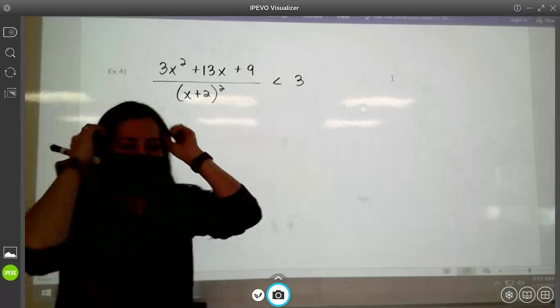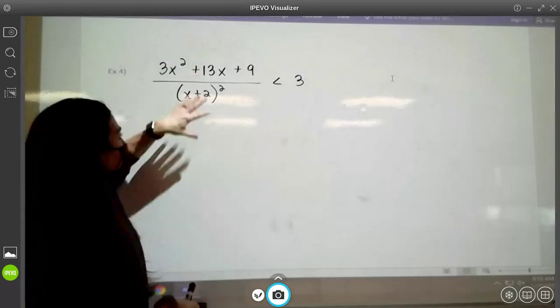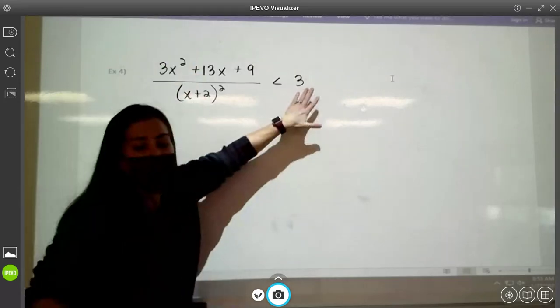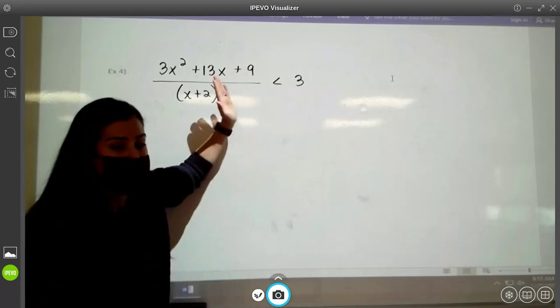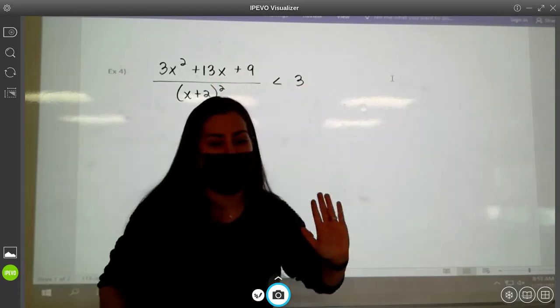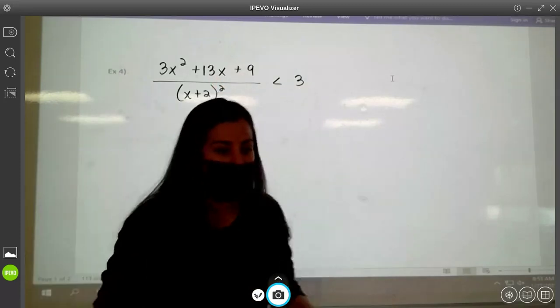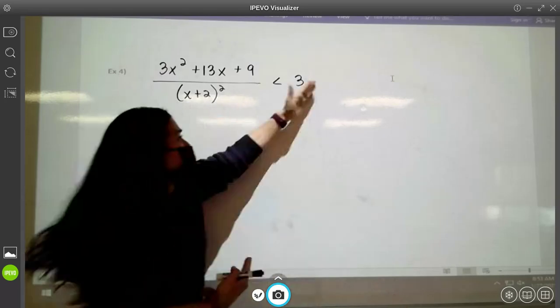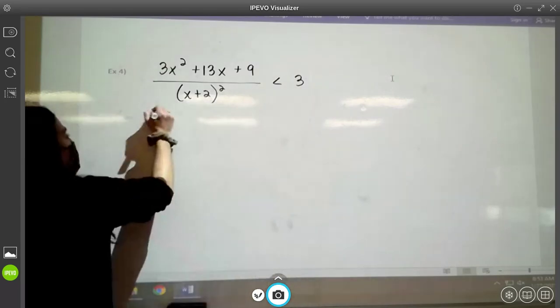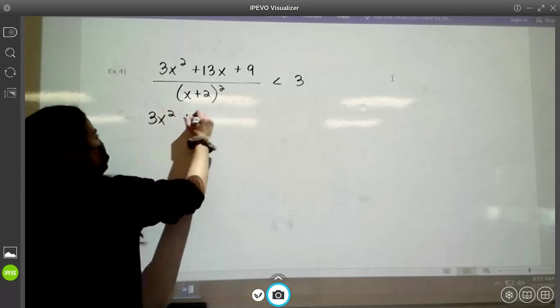So this one's got a little bit of everything. We've got an unfactored, we got something factored. We're not compared to 0 though, and this is a fraction. So these ones just get to be annoying, really. We want to get it compared to 0, so let's minus the 3 over, which creates this.